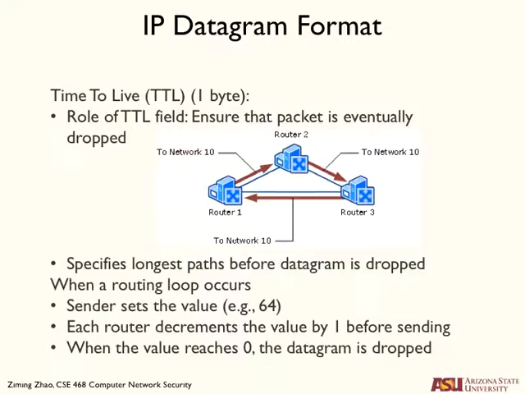So how does it work? Whenever a sender sends out an IP packet, it will set this value. In most cases, it will be a small value like 64, which is big enough. Imagine that, I guess a lot of you know the small world model.